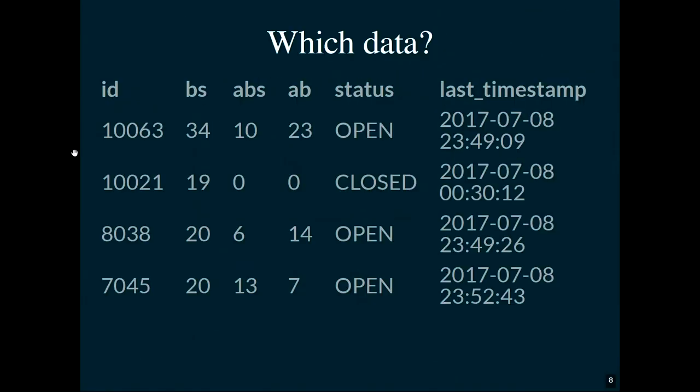So the data we are dealing with are basically these data. So we have a column of IDs that represents bike stations. We have the amount of bikes that we can store at each station. We have, at these timestamps, the available bikes and the available bike stands, and we have an extra information on the status of the station. So if a station is closed, that means that we can't drop a bike and we can't take a bike.